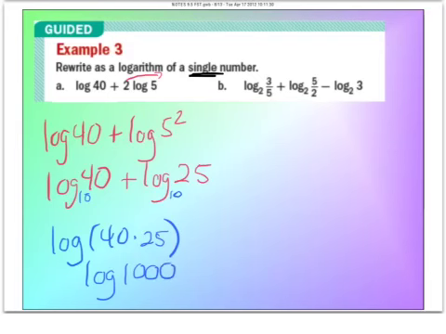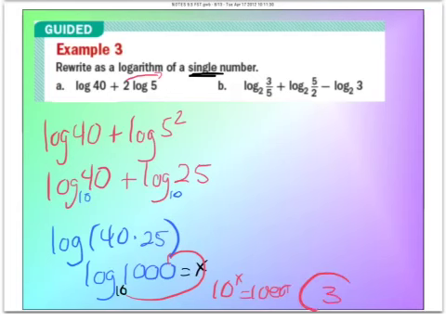Okay. Now, if you wanted to solve this, the log base 10 of 1,000 equals what? Again, if it helps you, put the base 10, and it equals what? You can rewrite this as an exponent quite easily. 10 to some power is 1,000. Well, what x has to be is 3. So this is actually the same answer as saying the number 3.